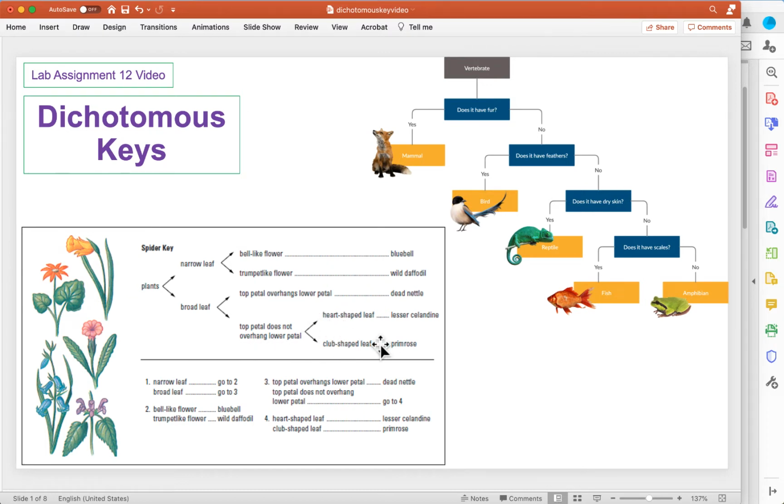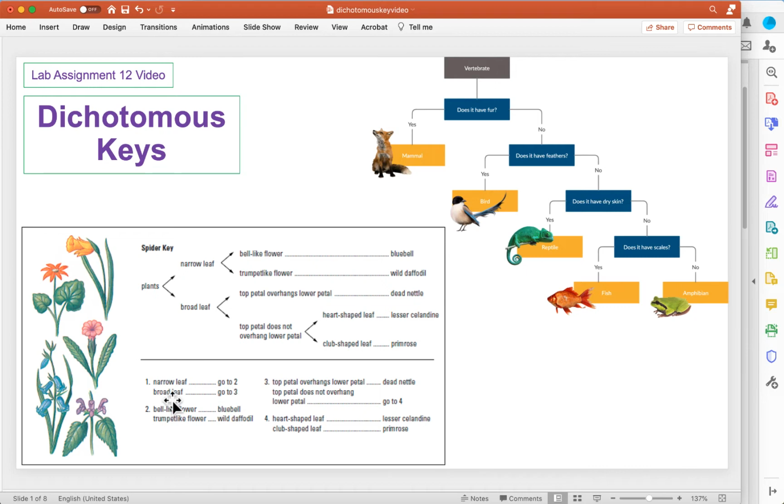Well, there's different ways to write this. This one on the bottom, this is yet another way to read or write a dichotomous key. This one's more like choose your own adventure. So it's the exact same terms as up above. Notice, the first step, number 1, says narrow leaf or broadleaf. If narrow leaf, go to 2. If broadleaf, go to 3. So it's choose your own adventure.